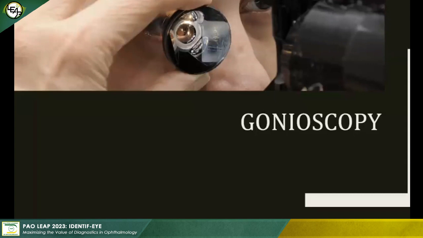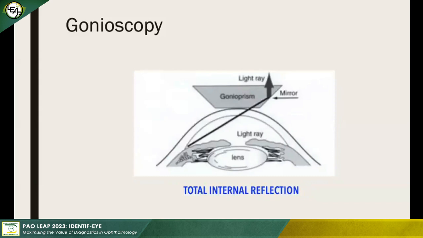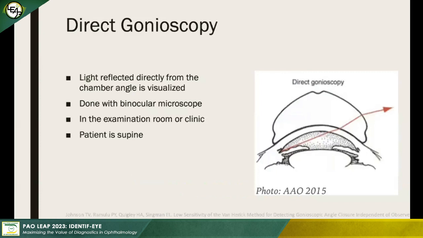Now that we know what to look for, let's go through the methods of examining the angle. So first is gonioscopy. Under normal conditions, light reflected from the angle structures undergoes total internal reflection at the tear-air interface, and light is reflected back into the corneal stroma. This prevents visualization of the angle structures. Gonioscopy lenses eliminate this tear-air interface by contact of the plastic or glass surface on the surface of the eye, allowing visualization of the angle.